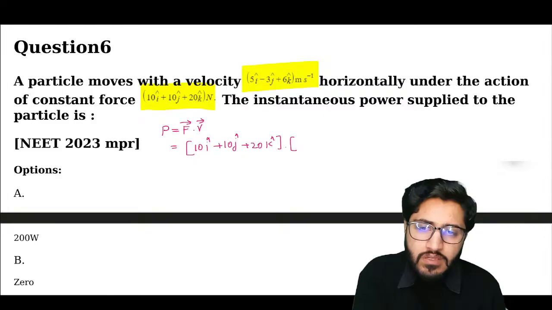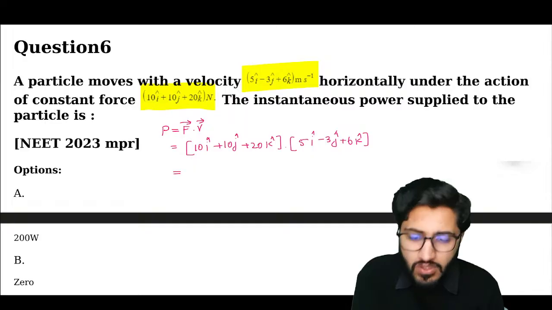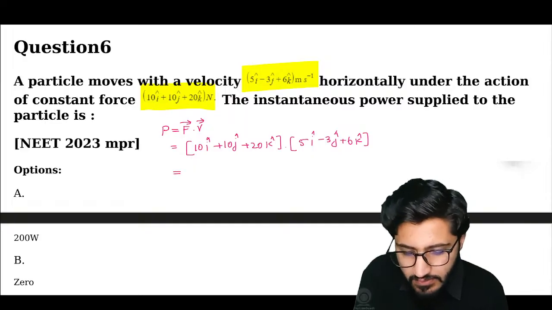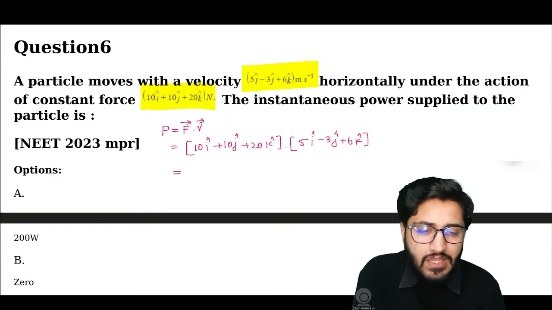Dot product with velocity is also given to me. It is 5 i cap minus 3 j cap plus 6 k cap. Now we have to apply the dot product. How can we do it? Simply i with i, j with j, k with k.